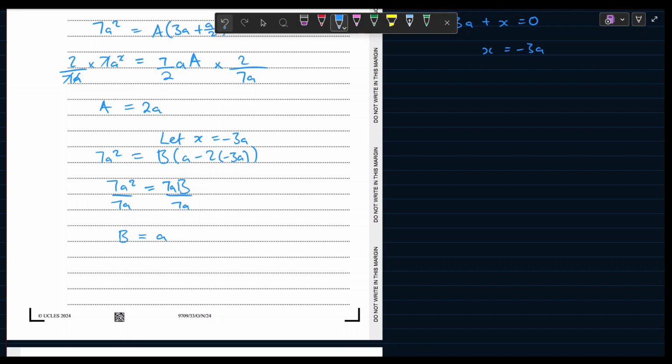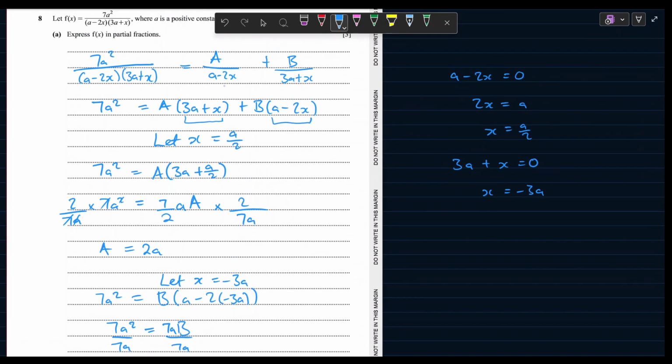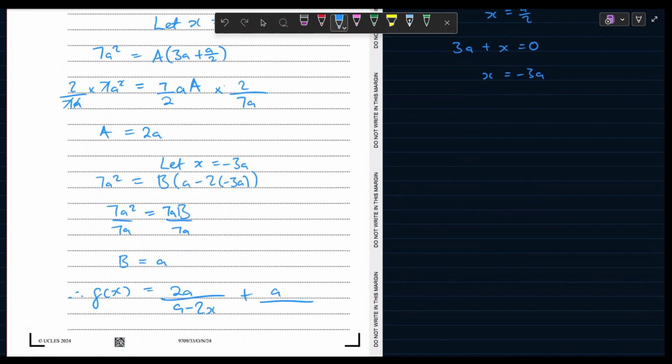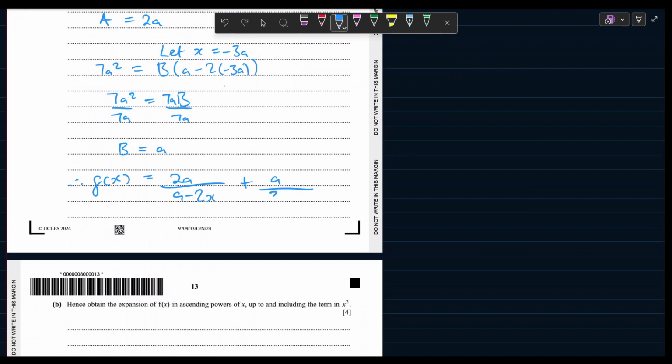All right, so this means that f of x in its partial fractions can be represented as 2a divided by a minus 2x, and then plus a over the bracket 3a plus x. All right, and that will be our final answer.